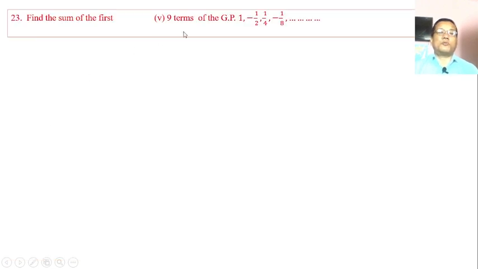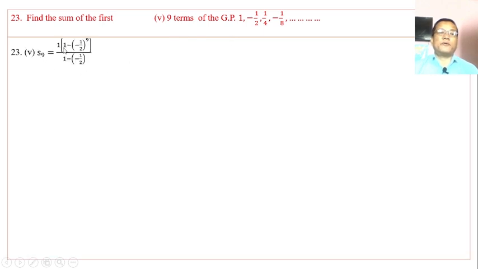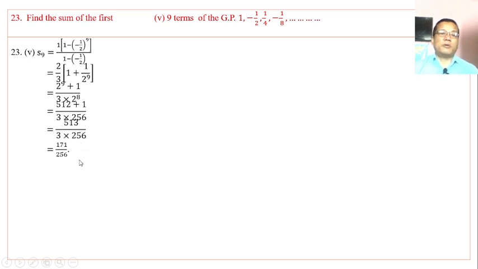Question number 23, Roman number 5, 9 terms of the GP. Here S9, the first term A is 1, then 1 minus R to the power 9 over 1 minus R, where R is minus half. Putting in the values and simplifying, we get 171 by 256.